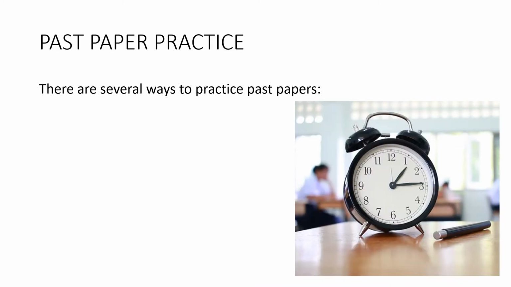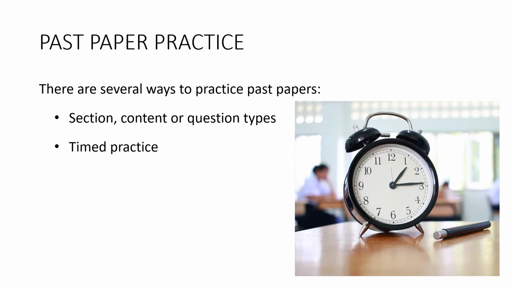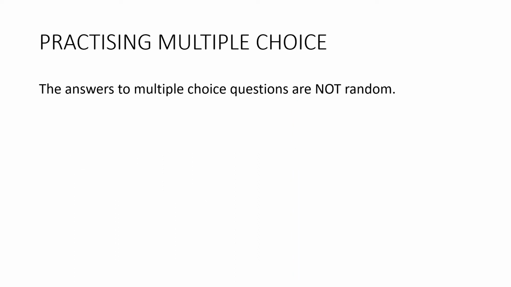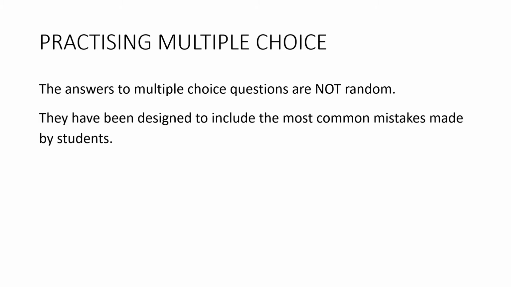Now there are several ways to practice past papers. You can do a particular section type or topics or question types like multiple choice. You can do timed practice, and that can be either with help, so with your summaries or open book, or under exam conditions, and you should try all of these. Now I mentioned practicing multiple choice because this is a really good skill to have. The answers to multiple choice questions are not random. In fact, they've been designed to include the most common mistakes made by students. I'm sure your teacher has told you that.